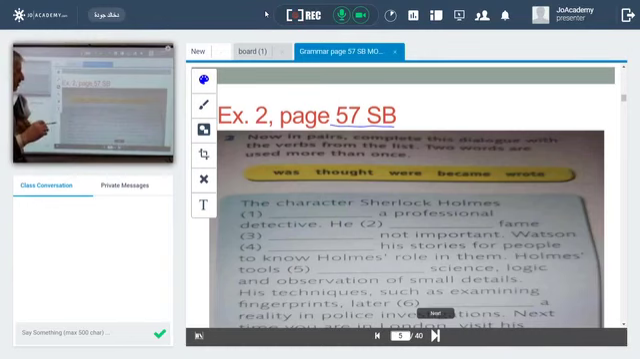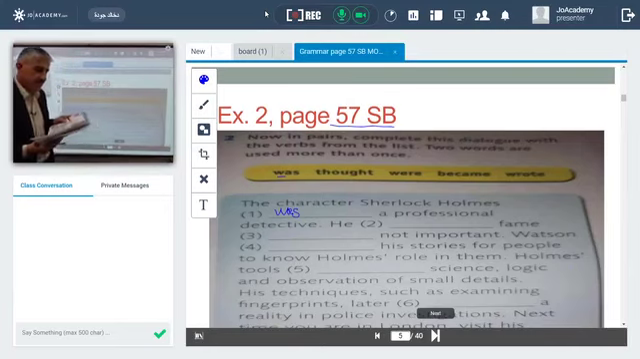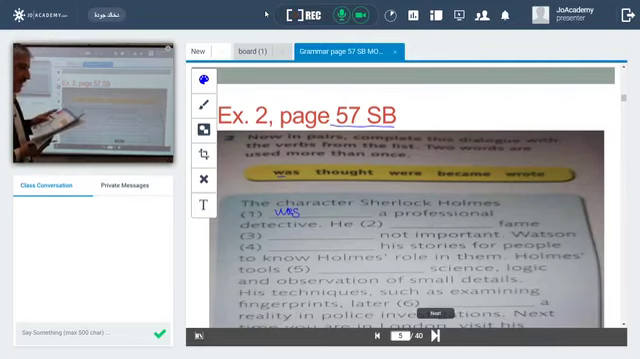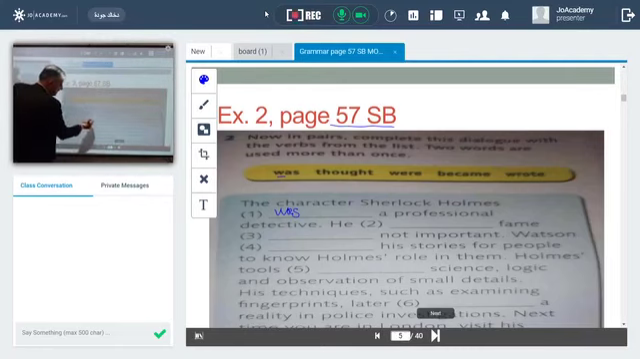What do you think is the right verb? The character Sherlock Holmes. Yeah, we need to put was. Okay? We need to put was. Why? Because we are talking about one person. The person is Sherlock Holmes. Okay. He blank fame, blank not important. So he blank fame, blank not important.